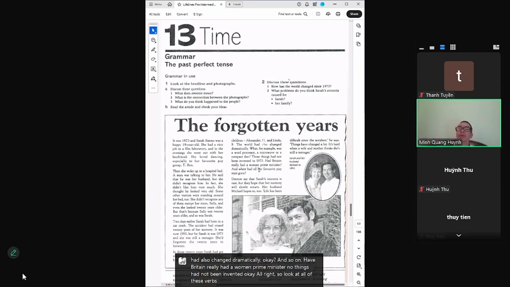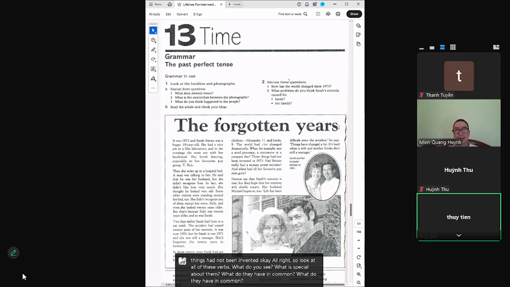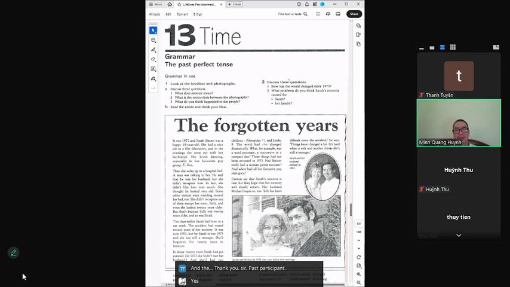What do you see? What is special about them? What do they have in common? Has and had. Verb and verb participle. Yes, past participle. All of them have the word had, right? Had, and then followed by got. Had, verb in past participle.